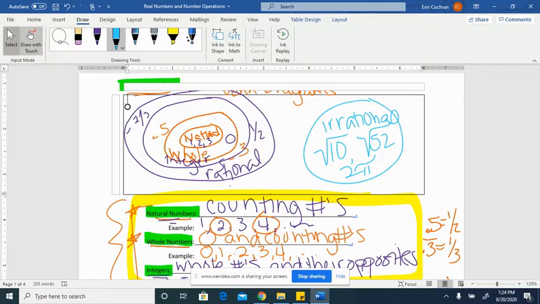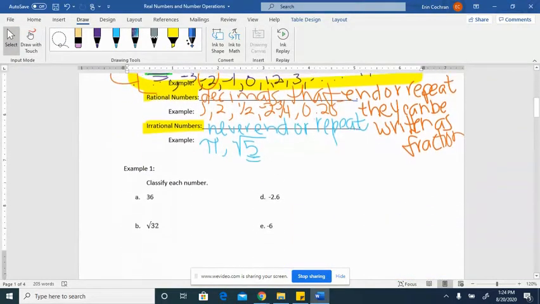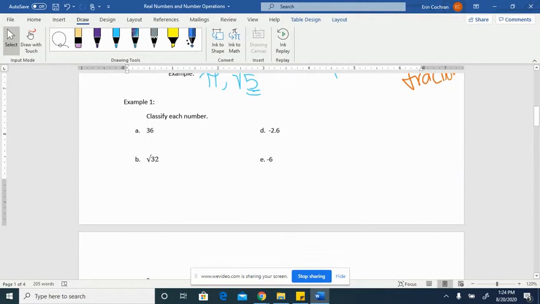Let's go ahead and classify these numbers. 36. I always start with: is 36 rational or irrational? Can 36 be written as a fraction? Yes, it can. So that would mean it is rational. Now, if it's rational, we have to double check. Is it natural? Is it whole? And is it an integer?